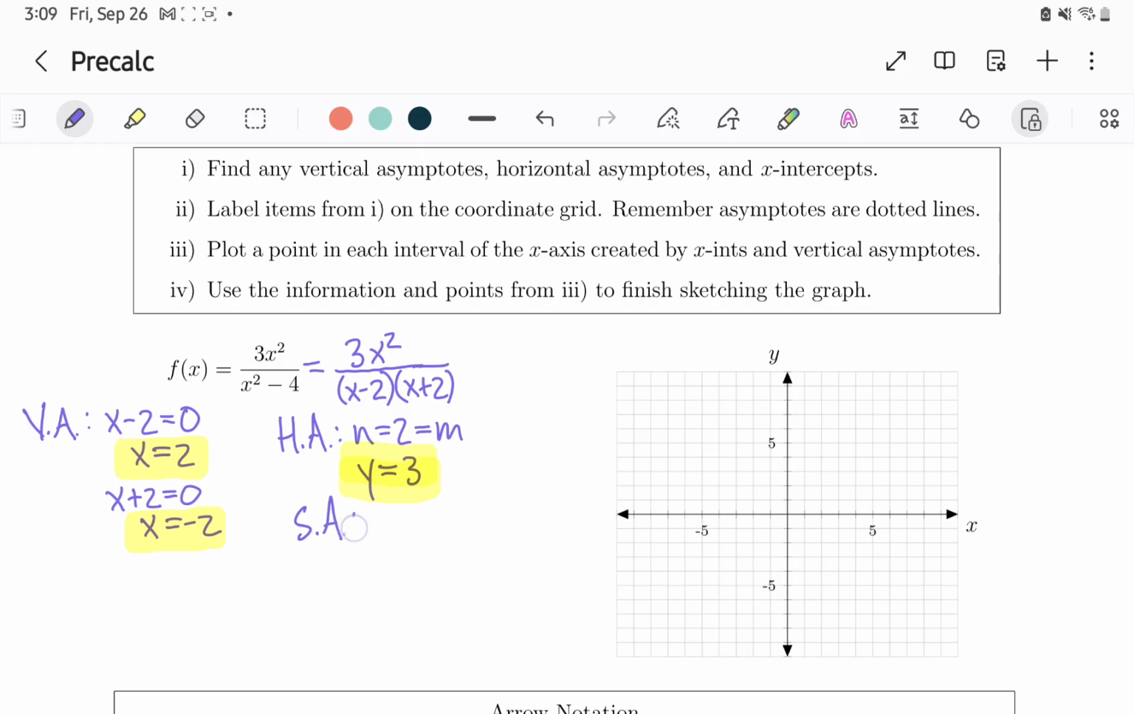And because of that, there are going to be no slant asymptotes, D and E, because there is a horizontal asymptote. And then for the x-intercept, if we set x equal to 0, then 3x squared in the numerator is going to be equal to 0, because we're going to have 3 times 0, which is 0. And then in the denominator, we're going to have 0 minus 4, or just minus 4. So we have 0 over minus 4, which is going to be 0. So f of 0 is 0. So we have an x-intercept at the origin.